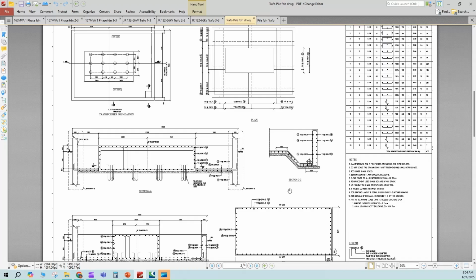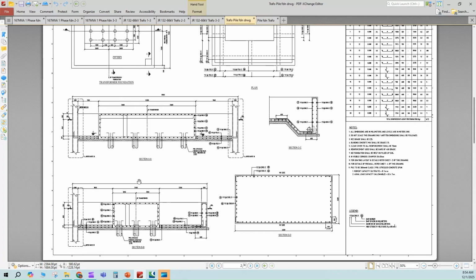So these are the reinforcement details for the pile cap of the transformer main block and the slabs. Also the firewall is missing here, but the firewall reinforcement is extended to the main block or main slab of the transformer oil bund.